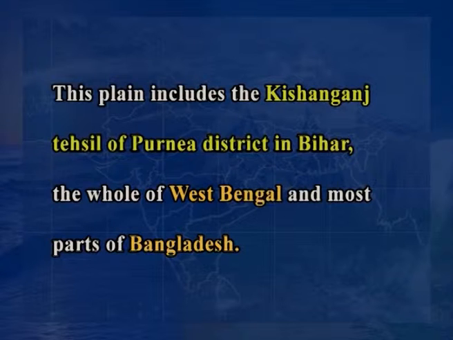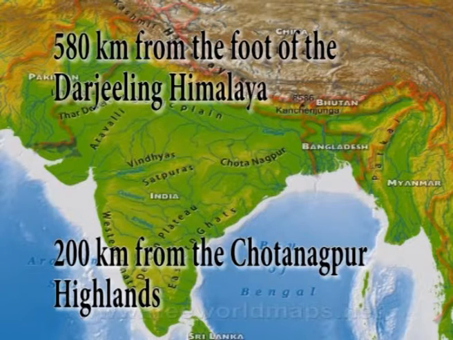The lower Ganga plain. This plain includes the Kishanganj Tehsil of Purnia district in Bihar, the whole of West Bengal and most parts of Bangladesh. It measures about 580 km from the foot of the Darjeeling Himalaya in the north to the Bay of Bengal in the south and nearly 200 km from the Chota Nagpur highlands in the west to the Bangladesh border in the east. The total area of this plain is about 81,000 square kilometer.